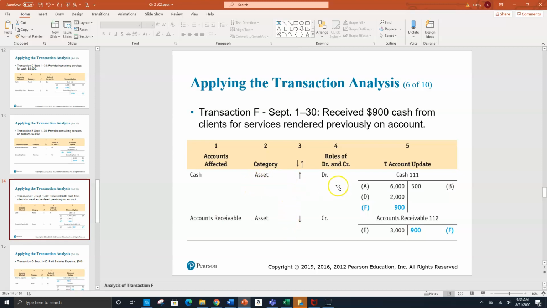So if cash is increasing, we debit it. If accounts receivable is decreasing, we credit it. So several of our customers did not pay us. They put their consulting fee on account. And now several of the customers are paying that with cash, paying us. So our accounts receivable is being reduced.